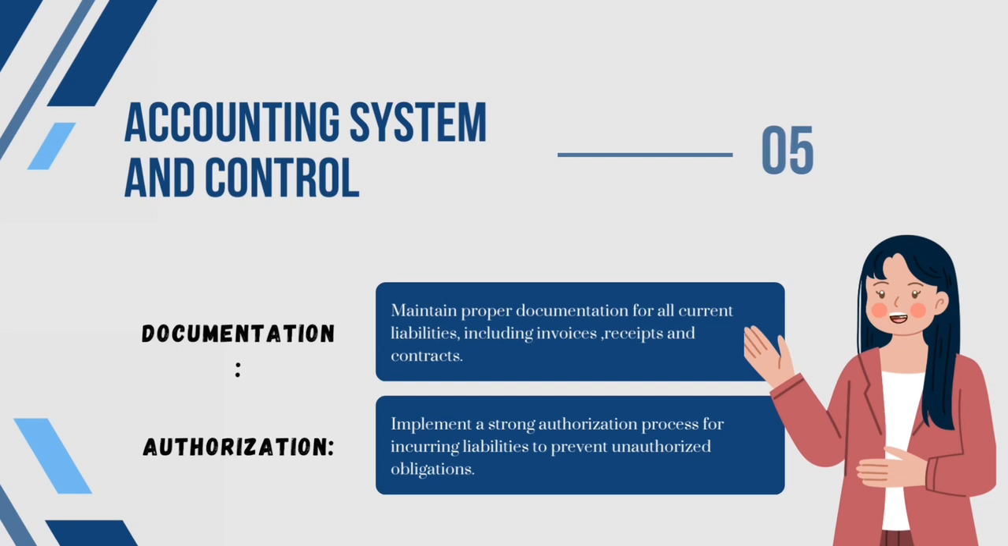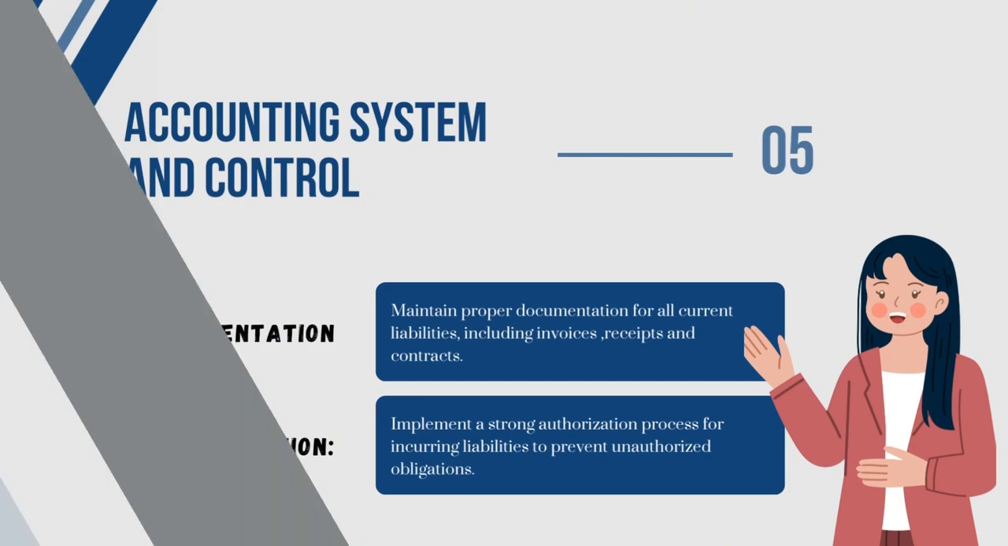Let's see about documentation. Why do we need to keep documentation? It is so we can keep proper records for all the liabilities, such as invoices, receipts, and records. This is so that you can have the proof. Next, let's see about authorization. Why do we need to have a good authorization? It is to make sure only the right people can approve new liabilities. This is to avoid mistakes.